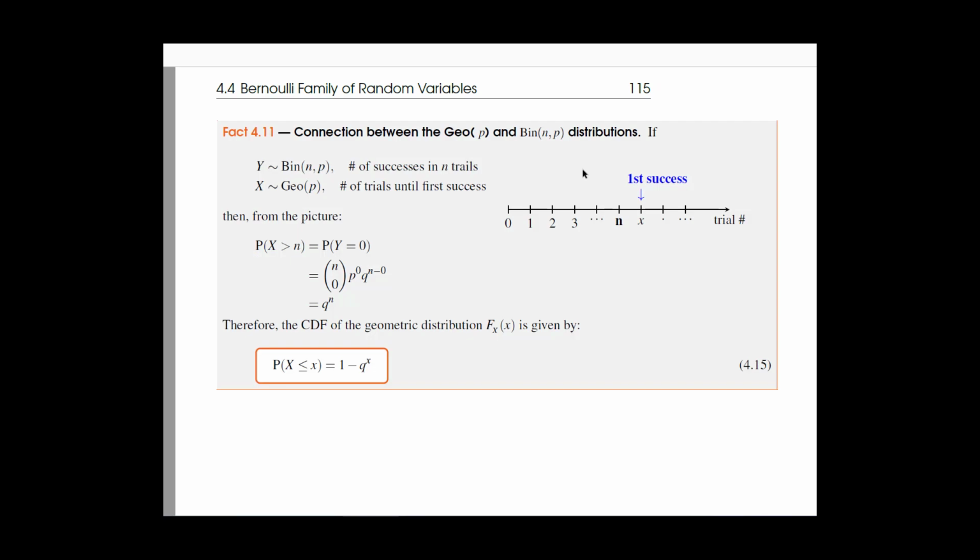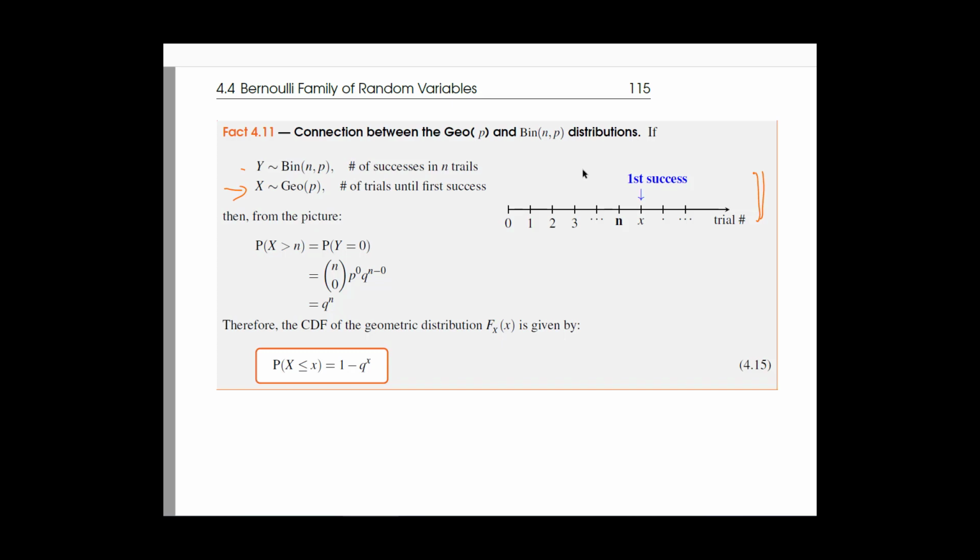So let's see the connection between the geometric and the binomial, which is actually how we obtain the expression for the CDF of a geometric. We have our number line right here to start with. And again, that's the definition of x for the geometric. So x is the trial with the first success. That's your x random variable.